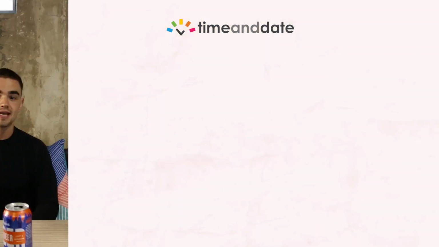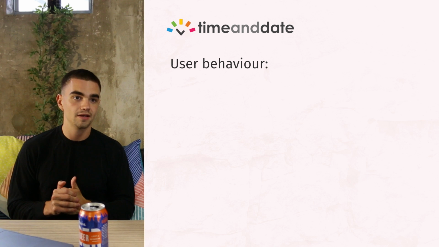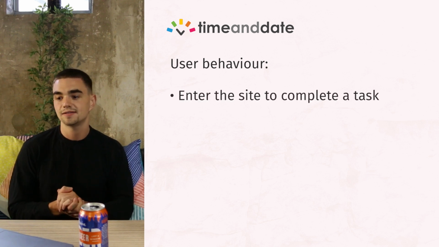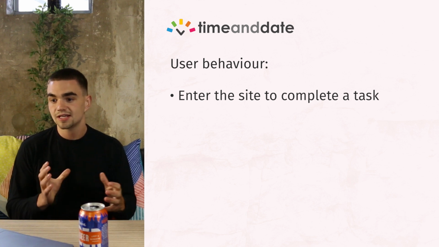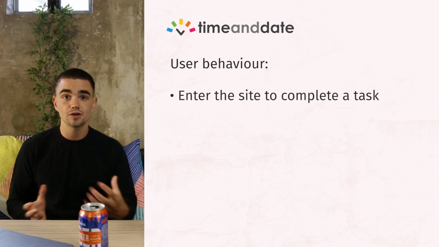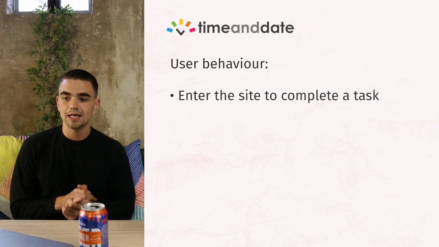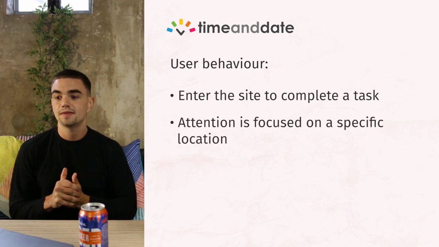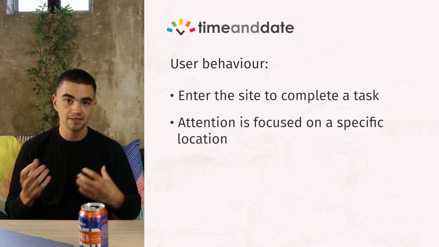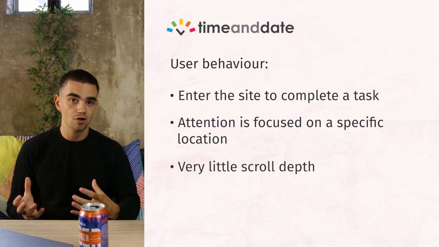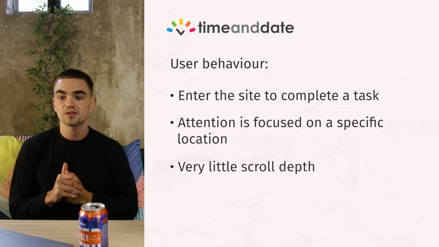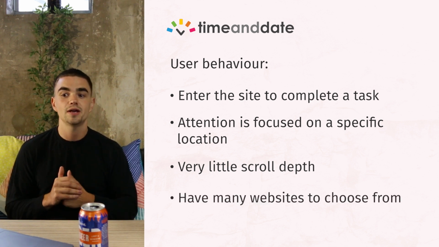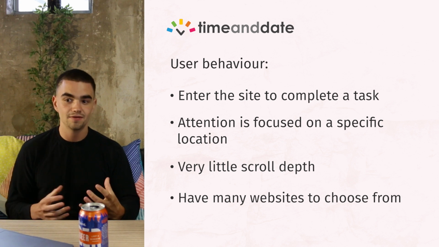For sites like Time and Date, really the users go in there to complete a task. They're going to complete a defined action. In this case, they're trying to understand time zones, calendars, those kind of things. So really, user attention's focused in a specific location. They're going there for a specific reason. So we've got less scroll depth, and we've also got a lot more competition. A lot of people can make these sites, and so it's a highly competitive area to be in.